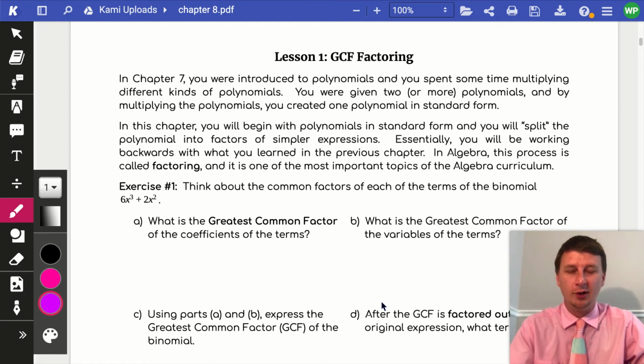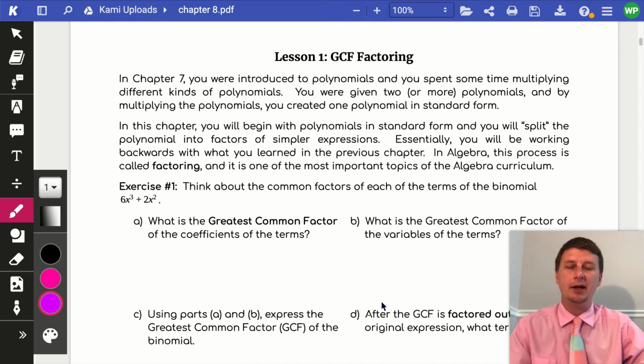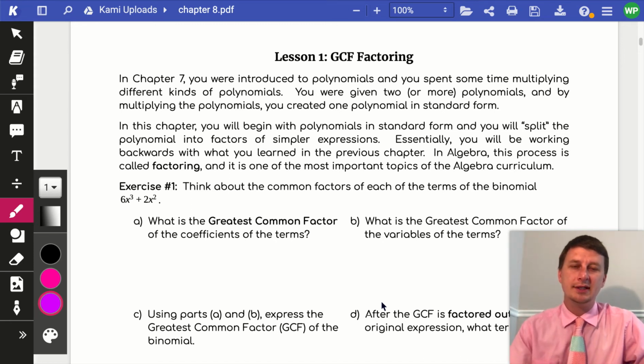Algebra 1. And in this video, we're going to begin our 8th chapter of this book, which is all centered around factoring. Now, if you remember from chapter 7, we were introduced to these things called polynomials, and we learned how to add, subtract, and multiply polynomials. In this chapter, we're going to focus on factoring these polynomials. And we're going to start our unit on factoring with lesson number 1, which is concerned only with GCF factoring.